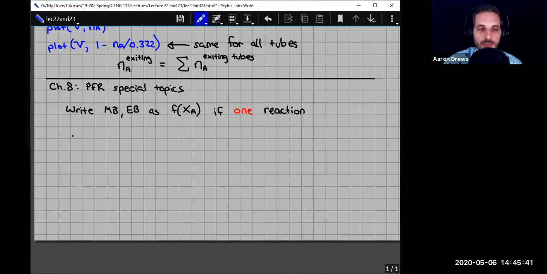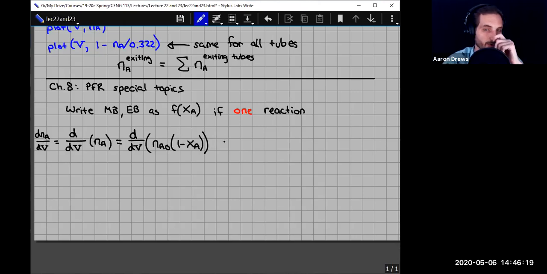The general approach for rewriting the material and the energy balance is to start with our derivative, which is d/dV of NA. This is the same as dNA/dV. All I'm doing is making it more evident what our independent variable and dependent variable are. NA is directly related to X, so we can rewrite this as d/dV of NA equal to NA0 times (1 minus XA). NA0 is a constant. XA will end up varying along the length of the reactor. So we can apply the chain rule to bring out that NA0 and give it a minus NA0, and that will be equal to dXA/dV.